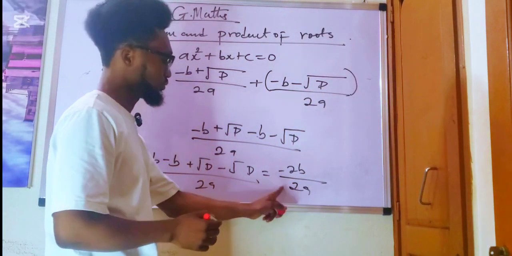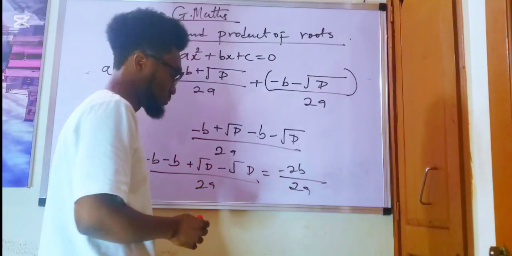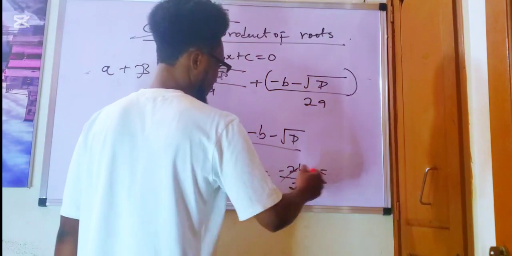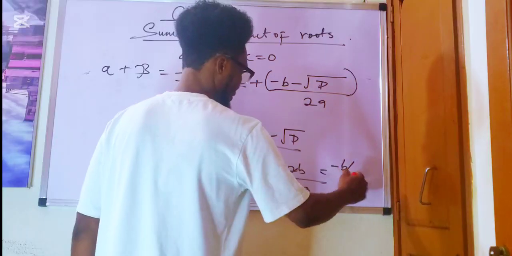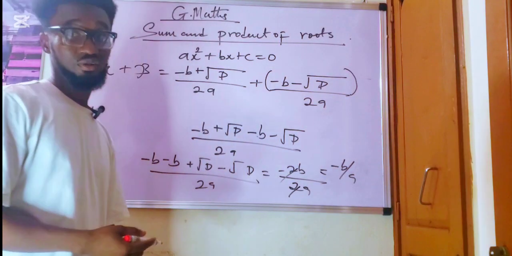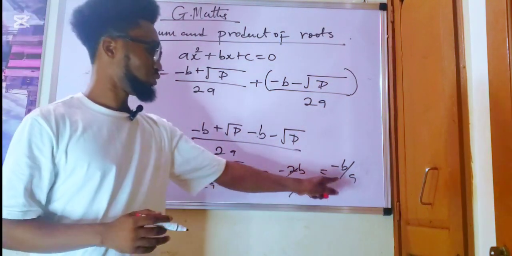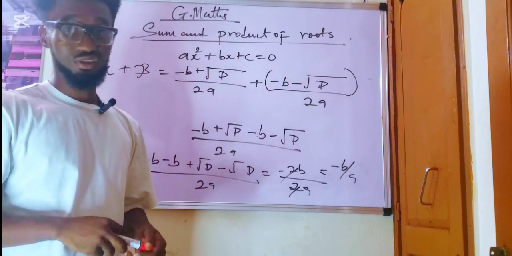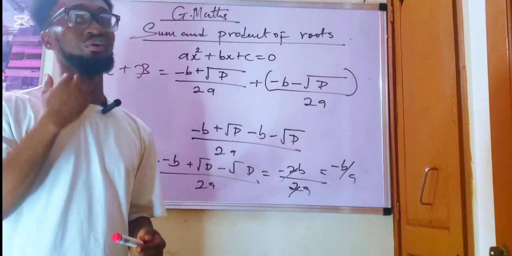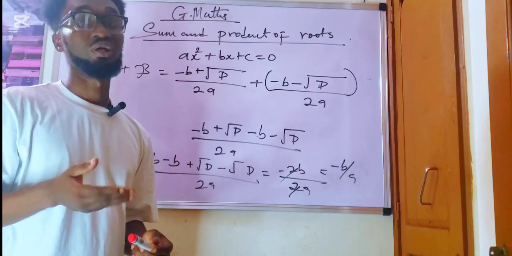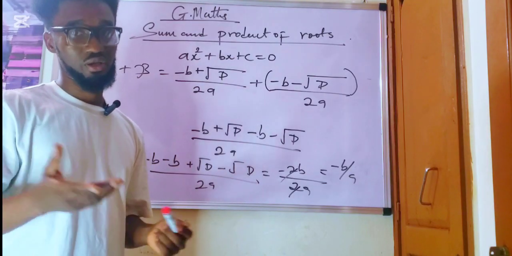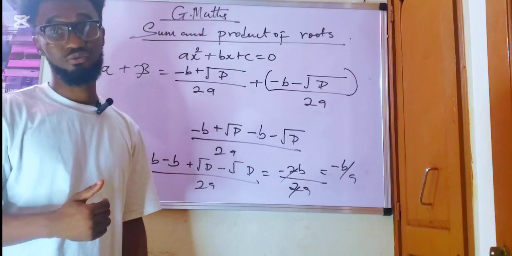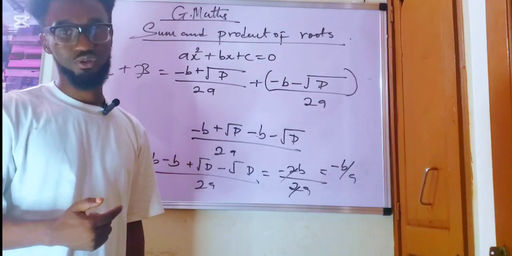At this point, when you look at 2 and 2, you see that 2 is common and they can cancel each other. So what do we have left? We have minus b over a, formula derived. With this minus b over a, we'll be able to find the sum of roots in every quadratic equation. I will still take you through that. I will still teach you how we can use this to find the sum of roots in quadratic equations.